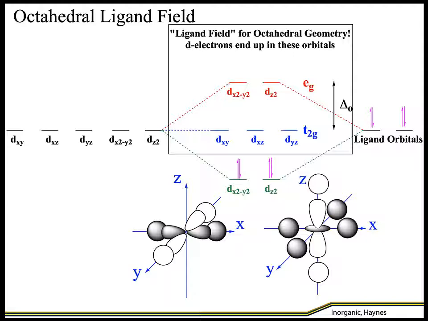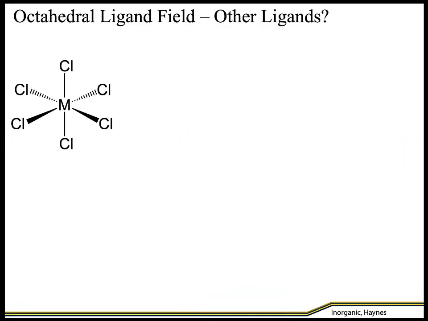So what happens if we start to change up our ligands, if we have anything other than essentially a hydride ligand, something that just has that s orbital? Well, we have to start considering other orbital interactions that can occur. So let's look at something like a chloride complex, right? So we have these metal chloride bonds that we're looking at.